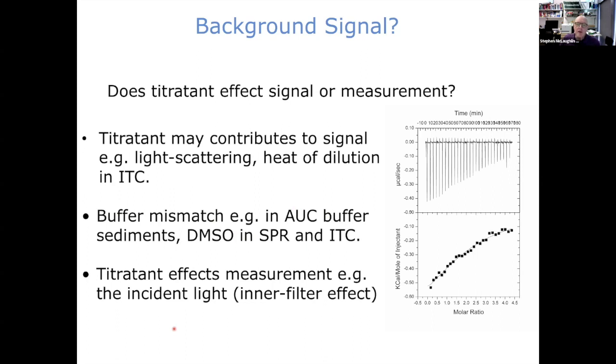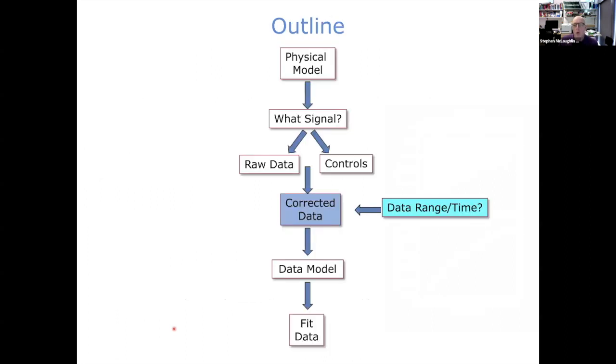Also, the titrant could actually affect the measurement itself. So if you're titrating in ATP and you're measuring the signal in the UV, the ATP itself will absorb the light, and you'll get something that's called the inner filter effect. The fluorescence will go down as you increase the concentration of ATP. Okay, so as Chris was mentioning earlier on, you've got corrected data, but have you got the right time and the right data range?